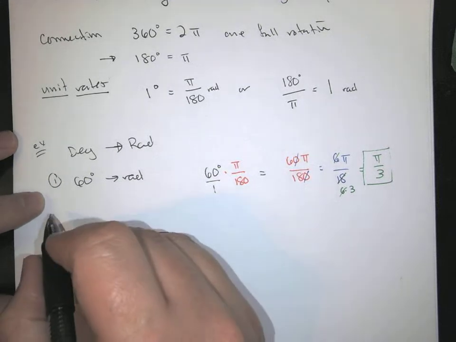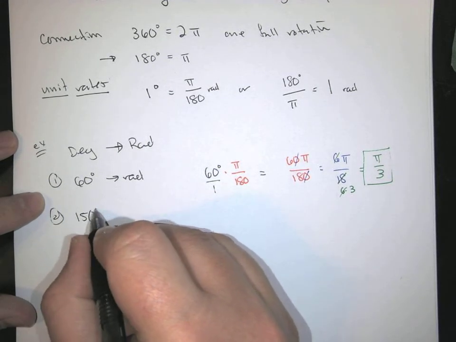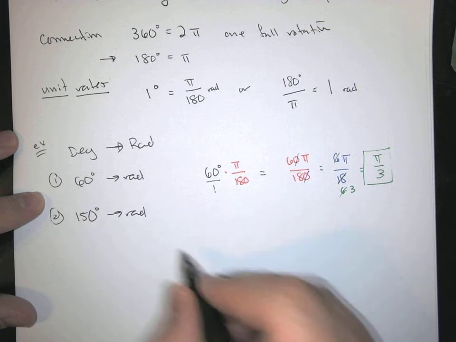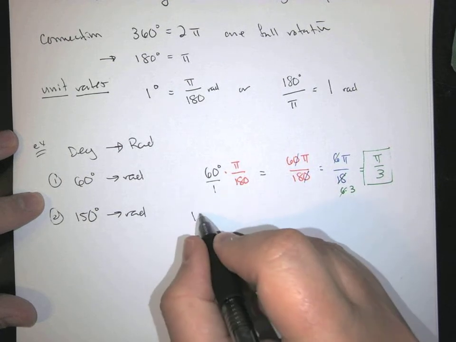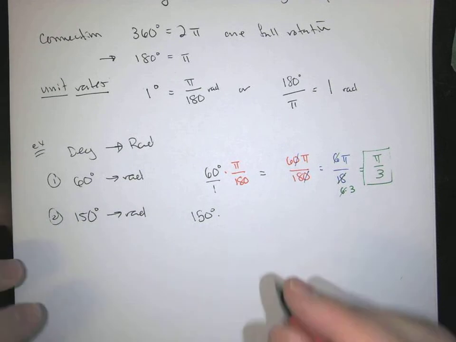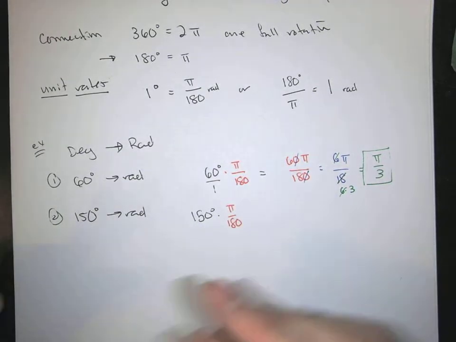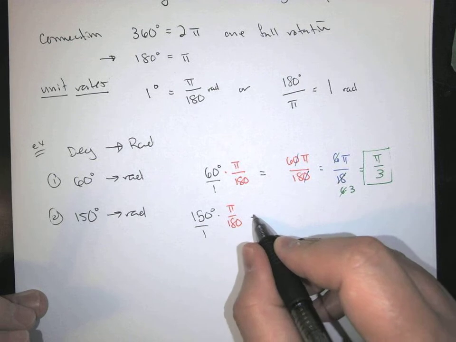Let's do something a little bigger. How about 150 degrees into radians? You can imagine this is going to have the same kind of setup: 150 degrees times pi over 180. So this setup is consistent. We'll think of this as 150 over 1.